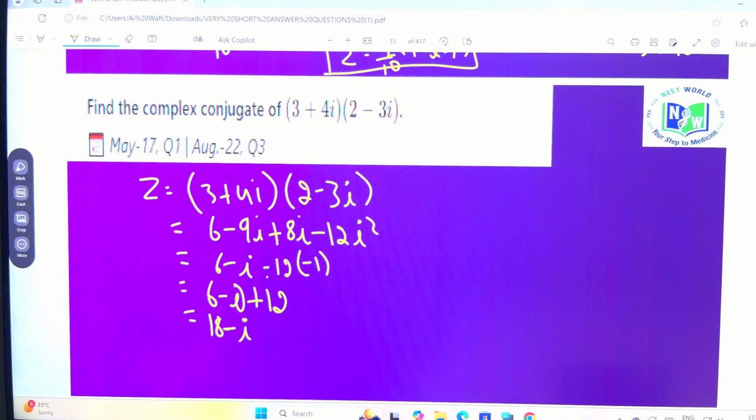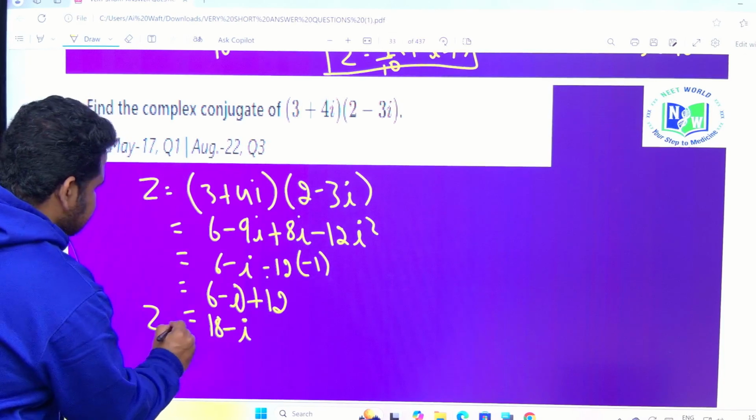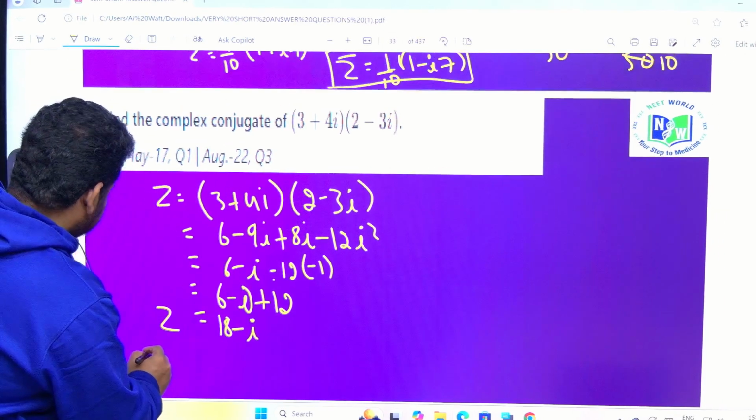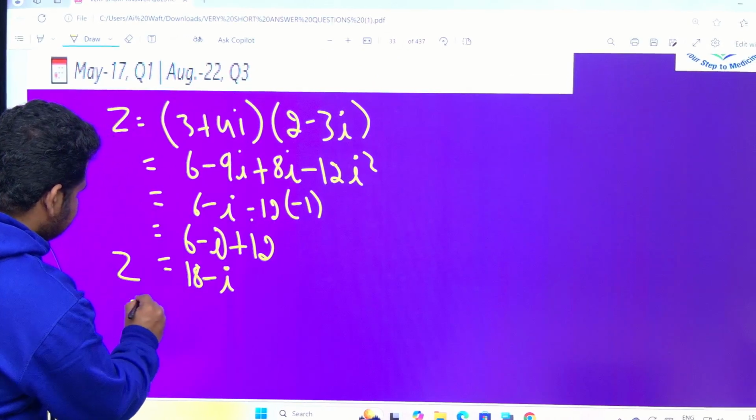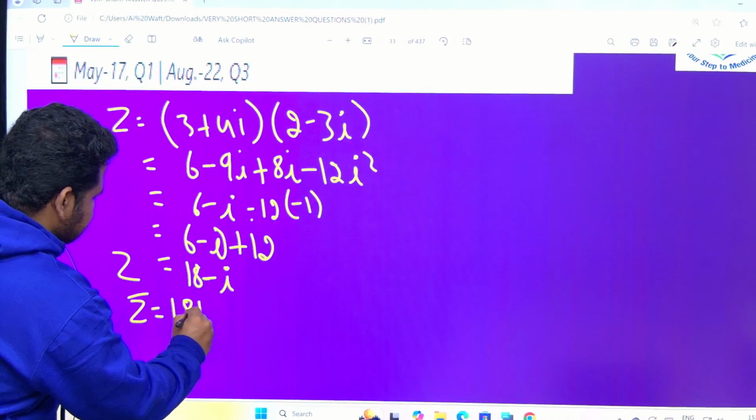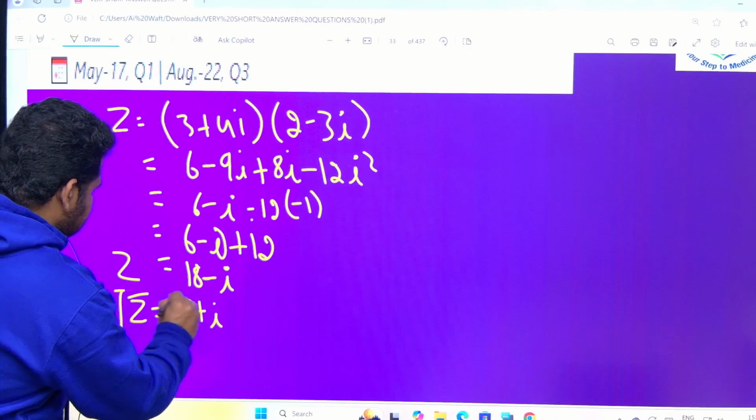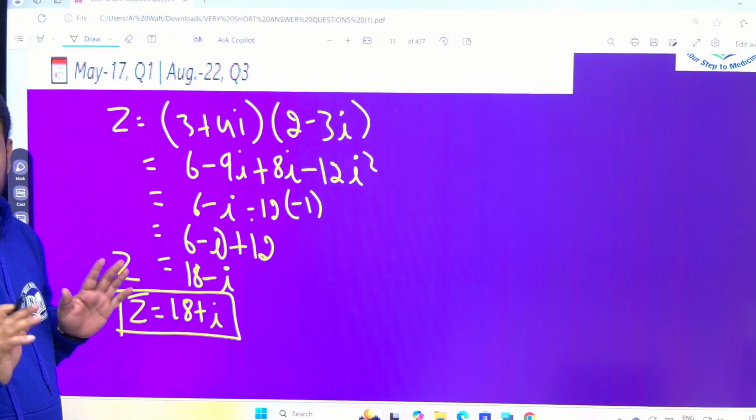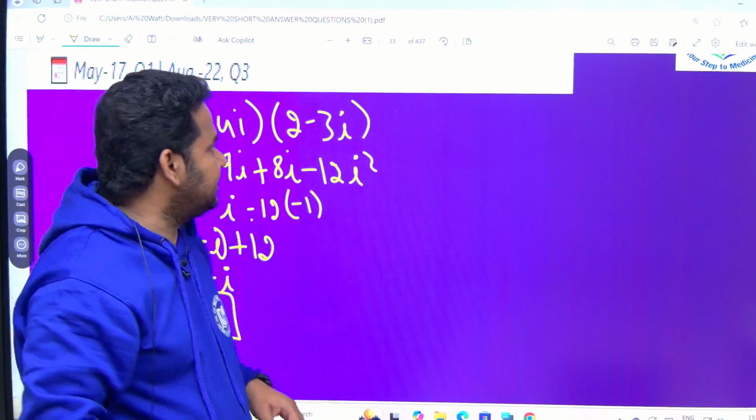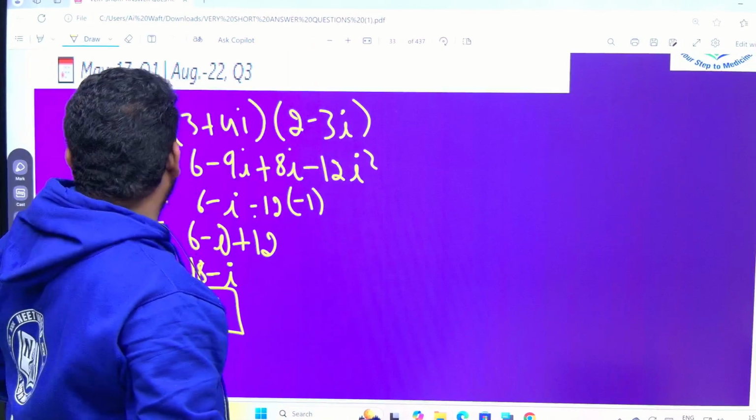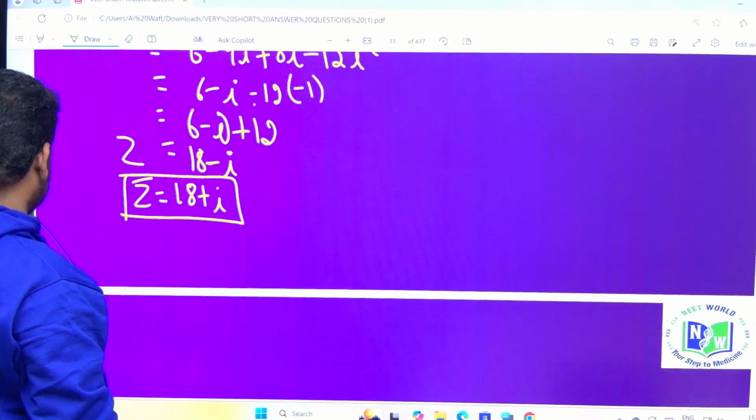Now write down the complex conjugate. For 18 minus i, the complex conjugate is 18 plus i. So Z bar is equal to 18 plus i. Like I told you repeatedly in this class, change the sign of the imaginary part. Okay, next question.